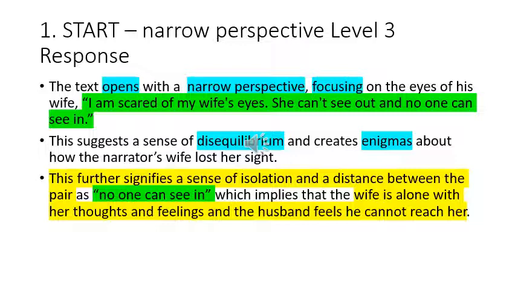This further signifies a sense of isolation and a distance between the pair as no one can see in, which implies that the wife is alone with her thoughts and feelings, and the husband feels he cannot reach her. So you've got sort of two effects. You've got looking at sort of a smaller part of the longer quotation and several devices. So that would be a clear response. Remember, you don't want to identify individual word parts.